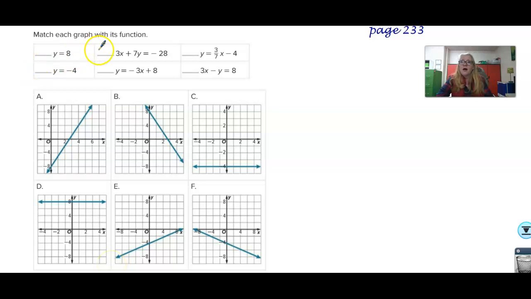Okay. Match each graph with its function. Let's do the easy ones first. These constant functions are cake. We need a horizontal line at y equals 8. So this one is D. And a horizontal line at y equals -4. This one is C. So we're done with those two.